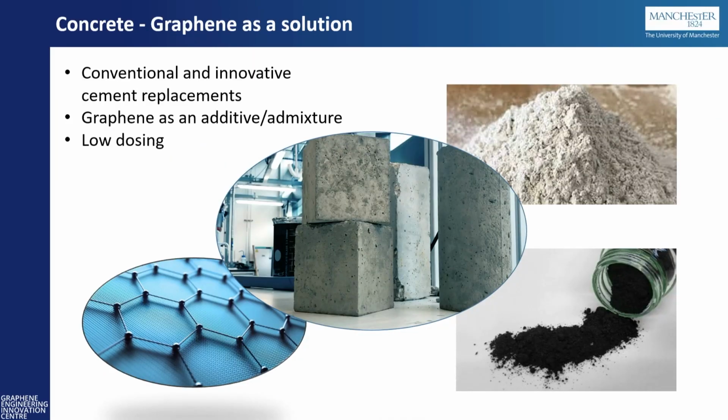So what is graphene in concrete? As I said, it's an additive. The key point about using graphene as an additive in concrete is that you use a tiny, tiny amount. It's a very, very small proportion of your material. So you're talking less than 0.1% by weight of your cementitious material, whatever that may be, in your concrete. And the idea is that we can get really increased strengths, mechanical properties, barrier properties, all kinds of different properties just from one material.